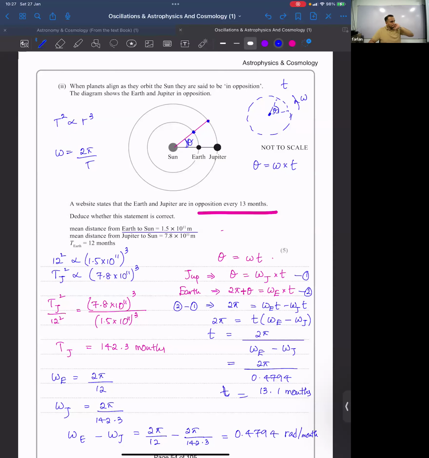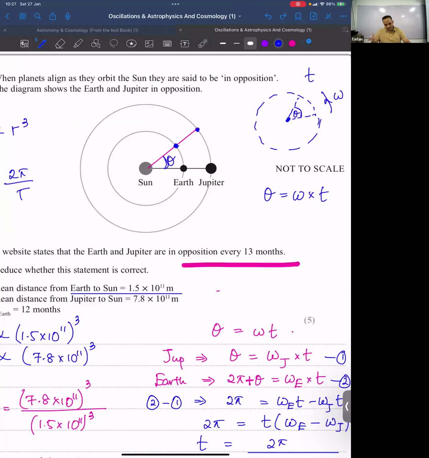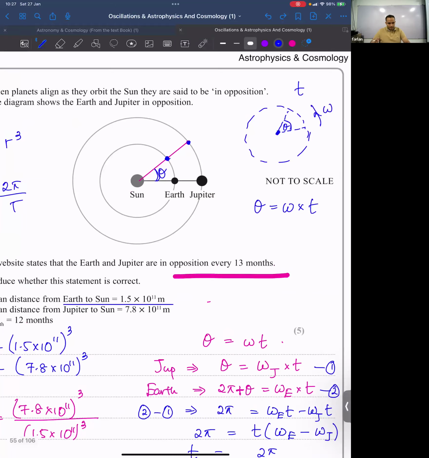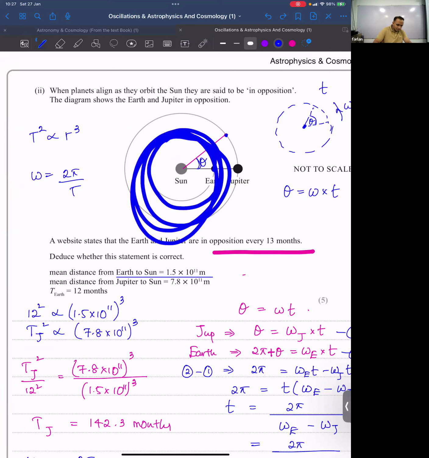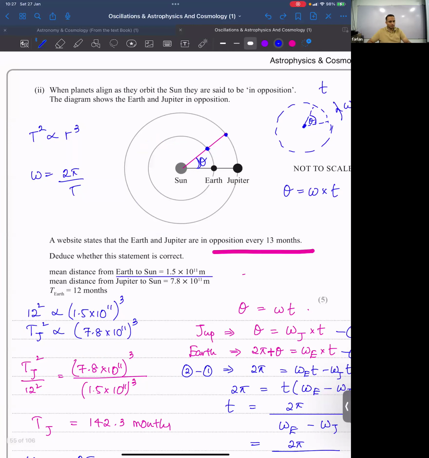Okay. Agreed. Now, the only critical point that you need to think about, small thing, guys: the Earth is traveling much faster around the sun compared to Jupiter. Earth completes a cycle in 12 months, Jupiter takes 142 months. Correct? So while Jupiter is completing one round, Earth has completed more than 11 rounds. So Jupiter is moving extremely slowly.